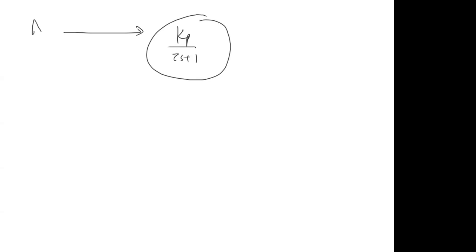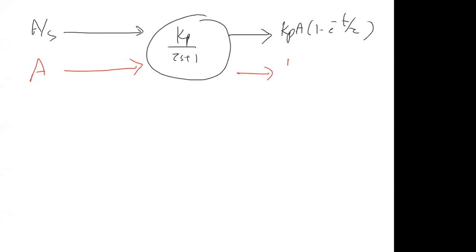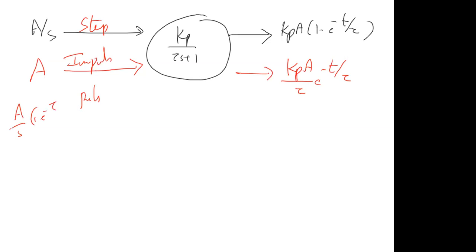Like you have, let's say, Kp by (tau s plus 1). When the system is forced by A by s, the response is Kp A into (1 minus e power minus t by tau). When it is forced by A, the system response is Kp A by tau into e power minus t by tau. This is the step, and this is the impulse. If it is a pulse, A by s into (1 minus e power minus tau p s), then the response is different.